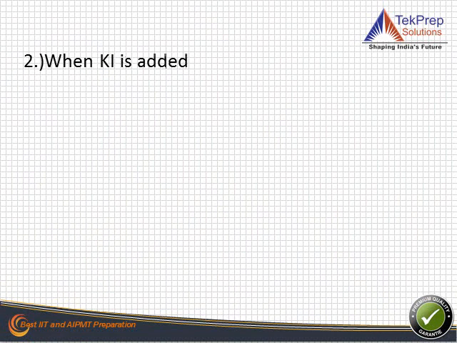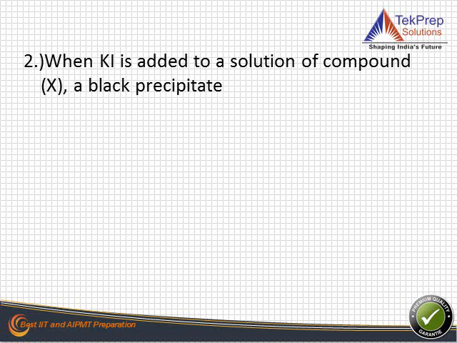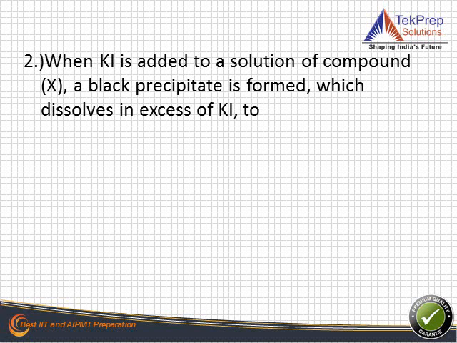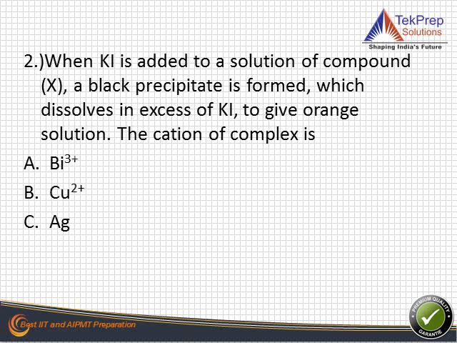Looking at the second question, which is of a similar pattern, we are going to add potassium iodide to a solution X, wherein it should give us a black precipitate, and when more of it is added, it should give an orange solution. Now looking at the cations, we have to identify which cation forms this reaction.